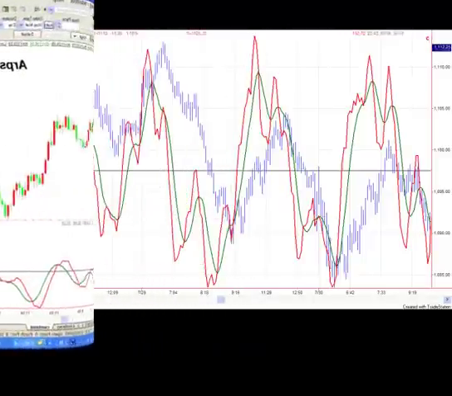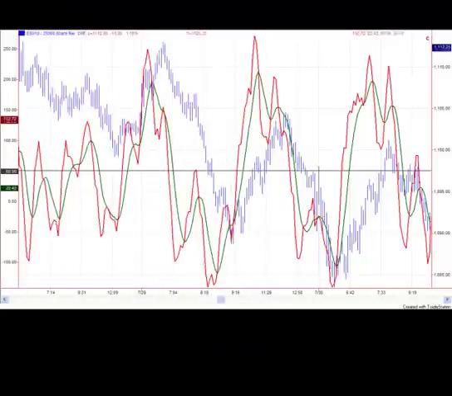A very effective way to utilize Radar2 is to plot it in subgraph 1, right on top of the price chart. In this way, the leading behavior of the oscillator is clearly seen relative to price movement, giving you time to enter your orders before the move picks up momentum. A curling over of the fast Radar2 line and a subsequent crossing of the slow Radar2 line are indicative of an impending turn in the short-term price trend.